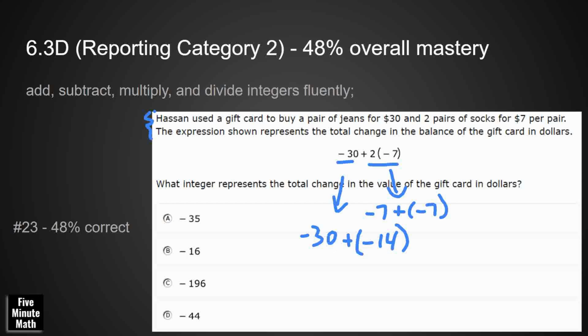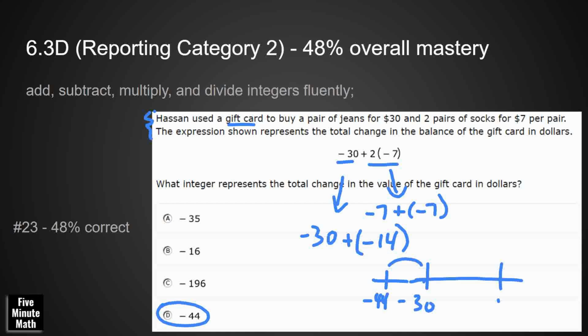So what we're doing is we're getting farther and farther away from 0. If we were to start at 0, in this case, we're not starting at 0. We've got a gift card, okay? But I can just represent this from 0, right? I can say this is negative 30. And if I were to do a negative 14, I'm going a little bit farther away. I'm going to end up at negative 44.